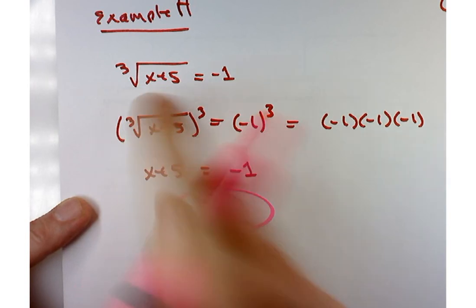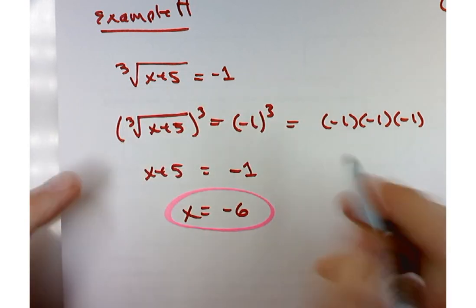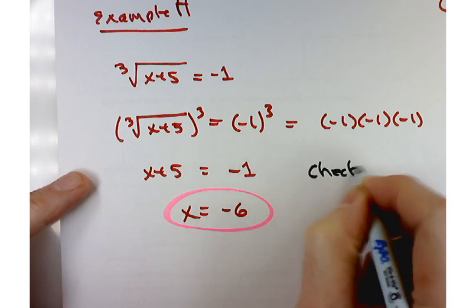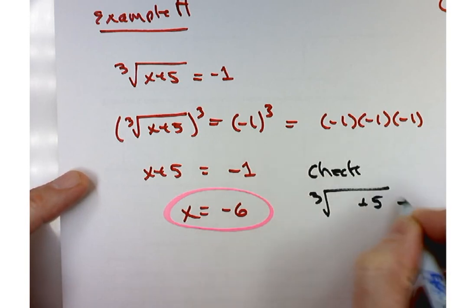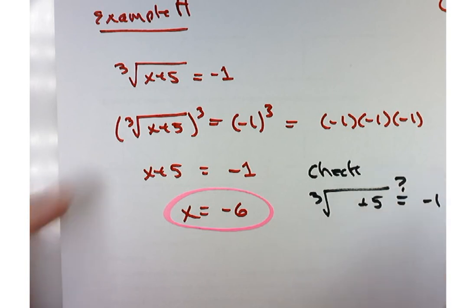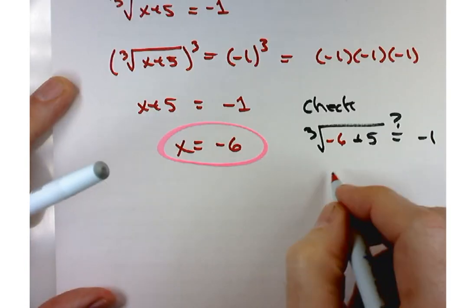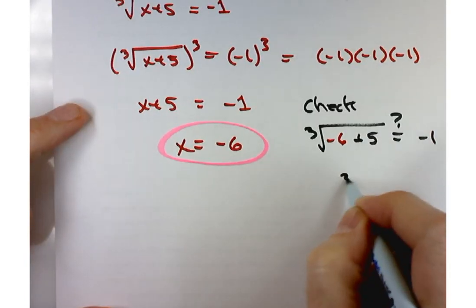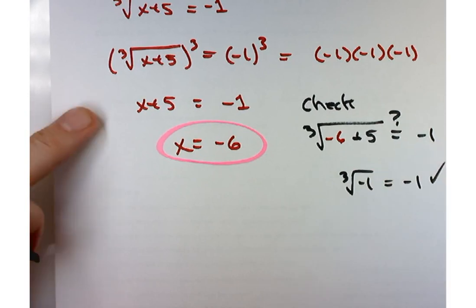If you plug that back in here, let's see if it works. So we'll check the cube root. If I plug in a -6, the cube root of -1 is -1. So it checks. Beautiful.